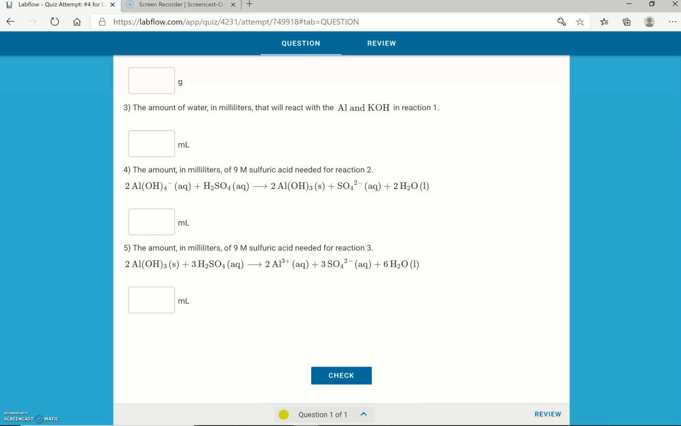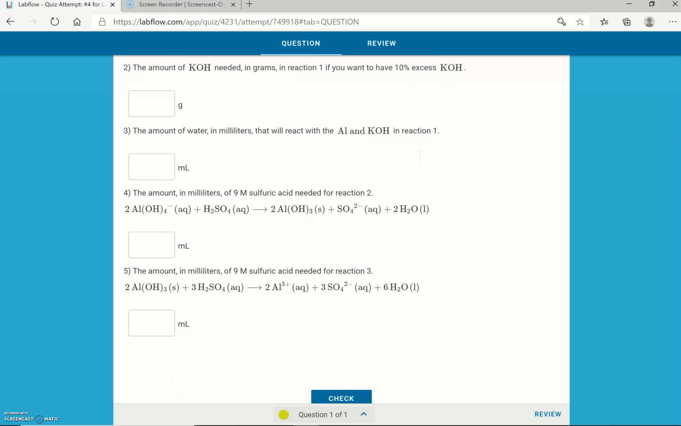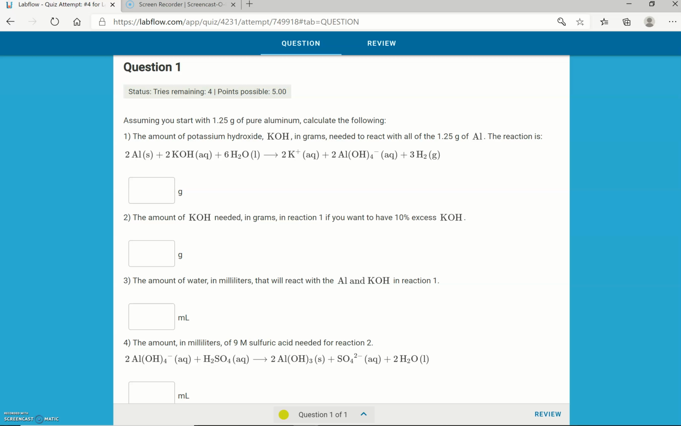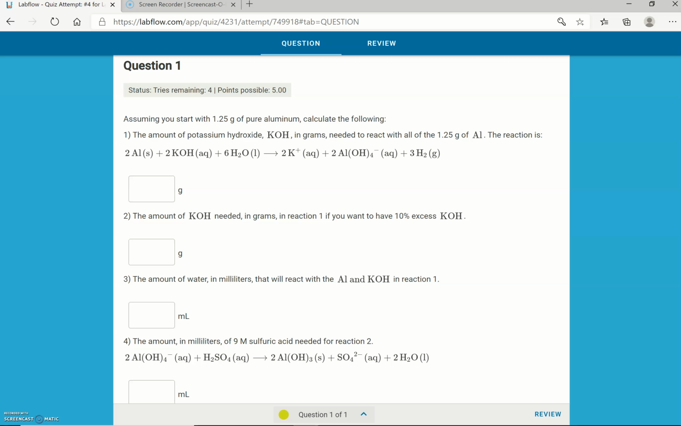If you go to LabFlow, there are 5 questions that we will be answering, and the values that we get will be used for the experiment itself. Question number 1 says, assuming you start with 1.25 grams of pure aluminum, which is the amount of aluminum we will be using for the trials in lab, question 1 asks for the amount of potassium hydroxide, KOH in grams, needed to react with all of the 1.25 grams of aluminum. The following reaction is given.